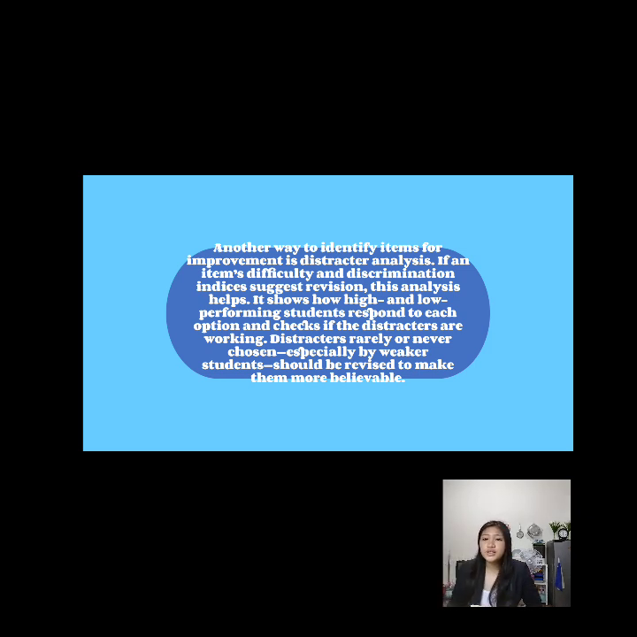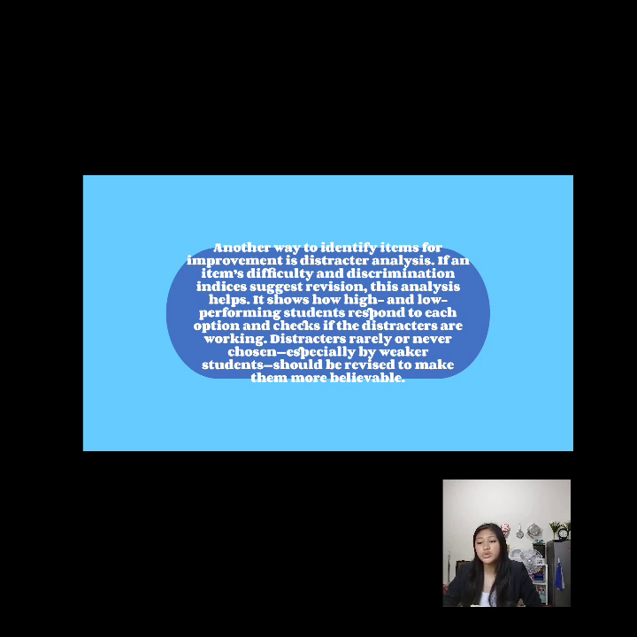So, other than the discrimination index, another way to identify items for improvement is the distractor analysis. If an item's difficulty and discrimination indices suggest revision, this analysis helps. So basically distractor analysis is an item statistics method that helps us suggest the revision or deletion of the items. It shows how high and low performing students respond to each option and checks if the distractors are working.